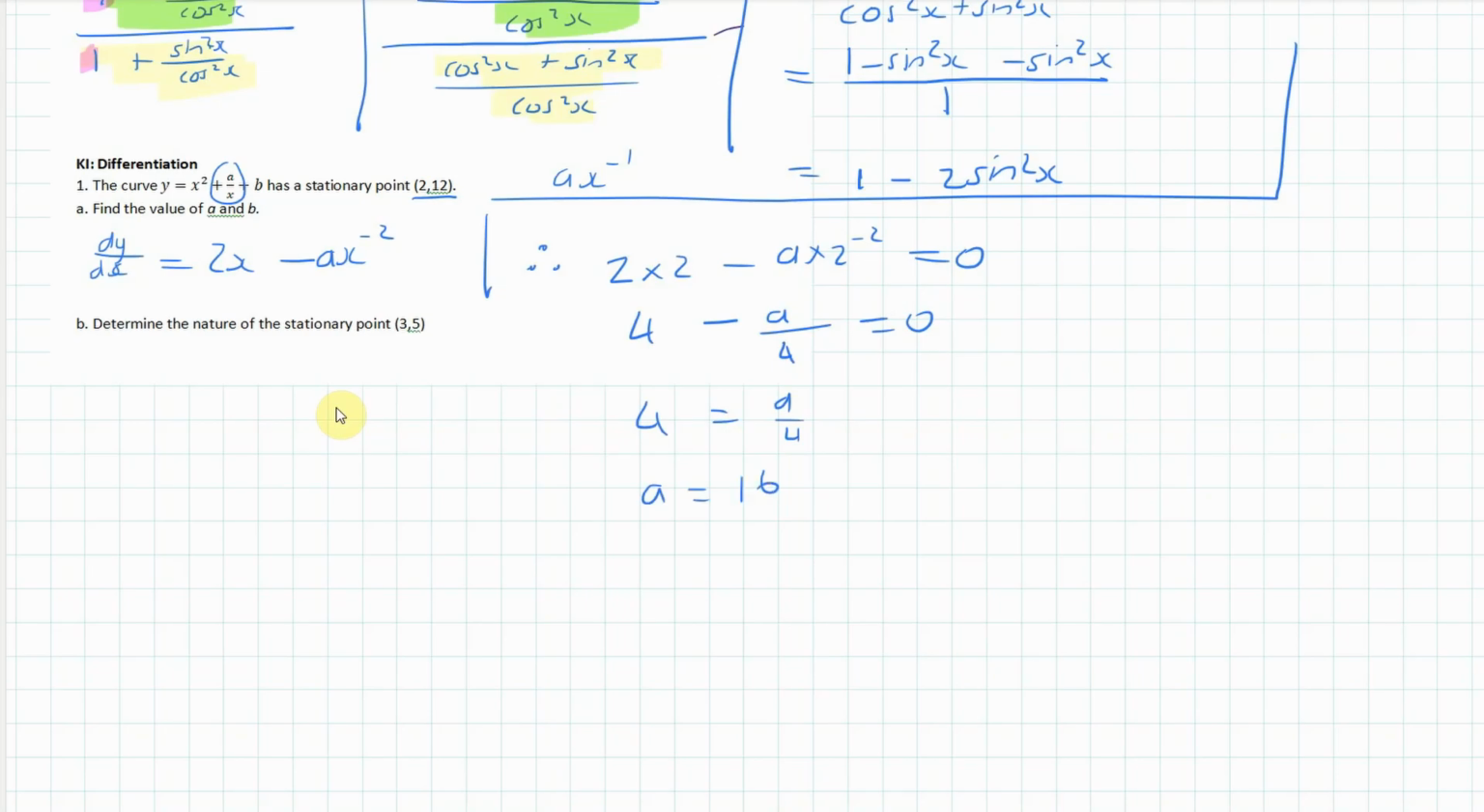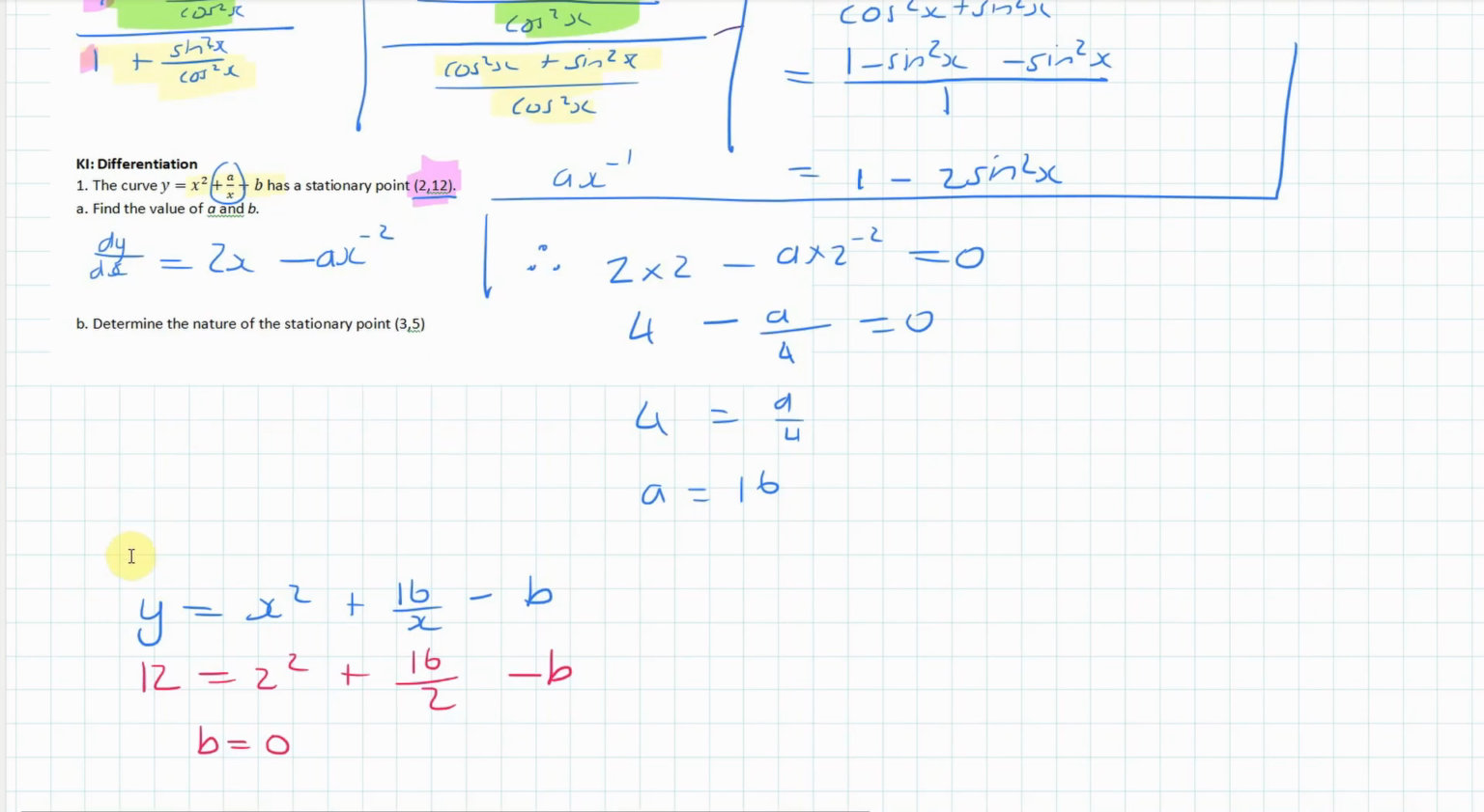Now that we know what a is, we can rewrite this formula that we've got all the way up here. We know that y is equal to x squared plus 16 over x minus b. And because we already know a point on the curve, we can chuck that data in. So we know that y is 12 and x is 2, so we just chuck all of the stuff in, and now we should be able to find b. So 12, take away 4, which is 8, take away 8. So it looks to me like b is actually equal to 0 anyway.